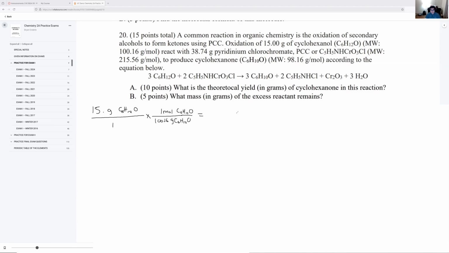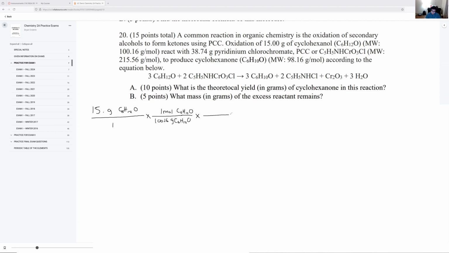So let's see. Now, usually I do, yeah, let's do one more step here. So you can break this up into kind of different ways. Instead, I'm actually going to do something else here, which is, I think, more streamlined. So I'm going to do one more conversion here. So once I find the moles of the hexanol or cyclohexanol, I'm going to convert this into moles of reaction.